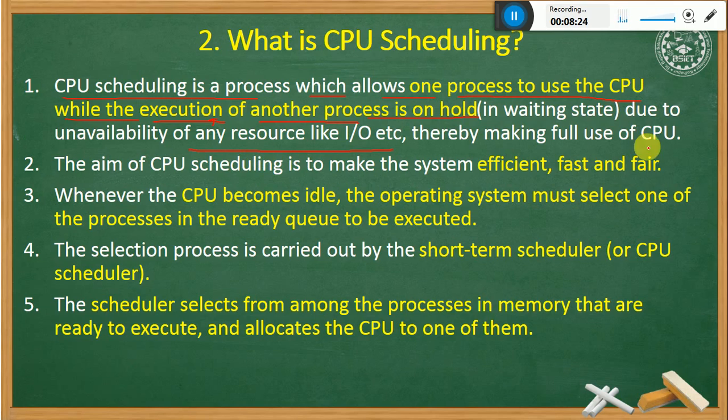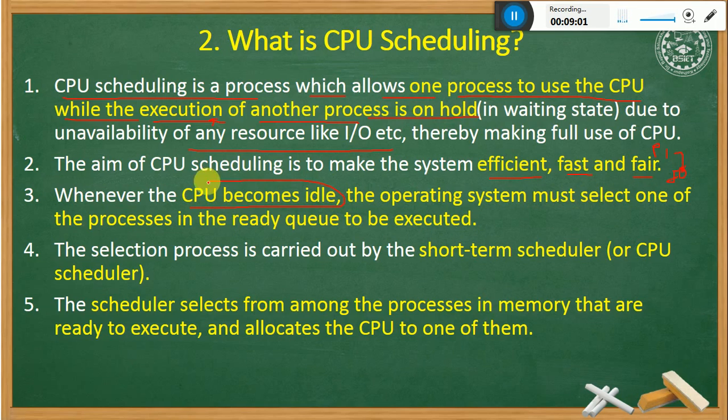We can explain this with an example. P1 is in execution. Some part of P1 is executed by the CPU, then it requires IO devices. So P1 is in the waiting state for the IO device. Meanwhile, we can take process P2 which is in the ready queue and allocate the CPU to it. That is called CPU scheduling. Due to that, the efficiency, fast execution and performance of the overall machine get increased.